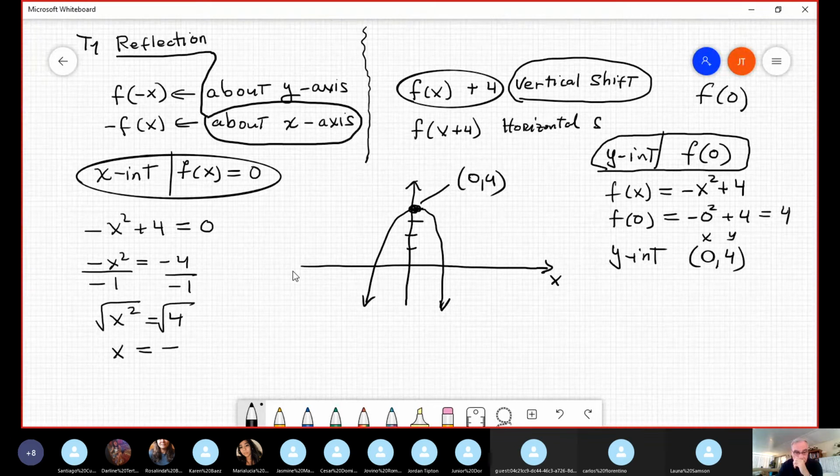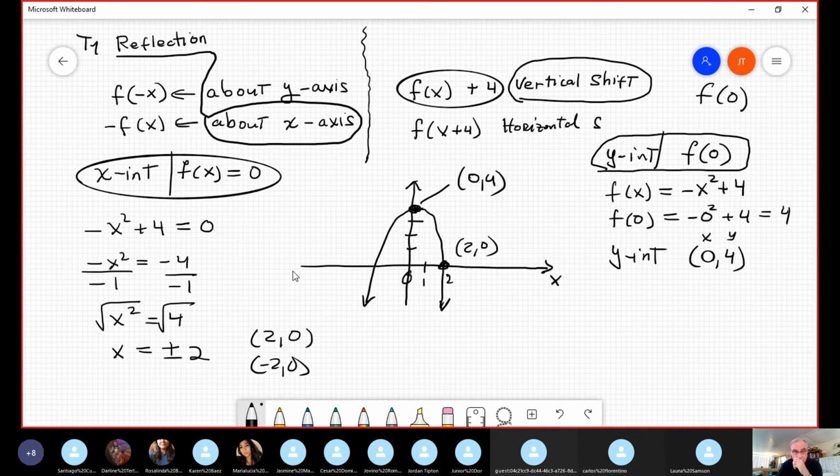And x, without the square, is plus or minus 2. Because the square root of 4 is 2, but we have two values, no? It's plus 2 and minus 2. Therefore, we expect two points: (2, 0) and (-2, 0). Let's suppose that (2, 0) is this point. This is 0, this is 1, this is 2. (2, 0), and this is negative 2, negative 1, (-2, 0). End of the story, I finish.